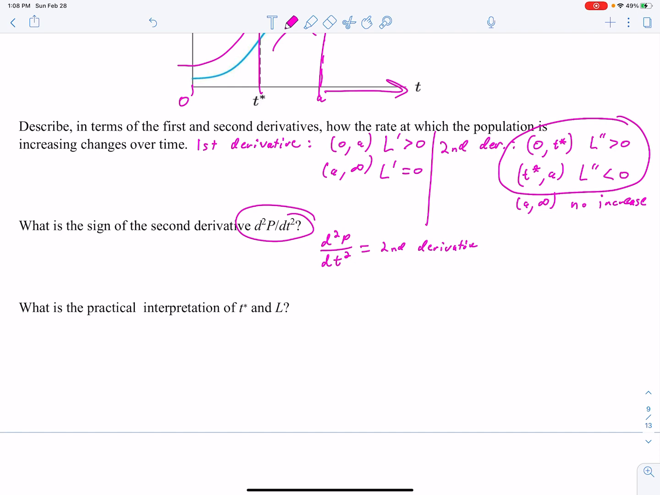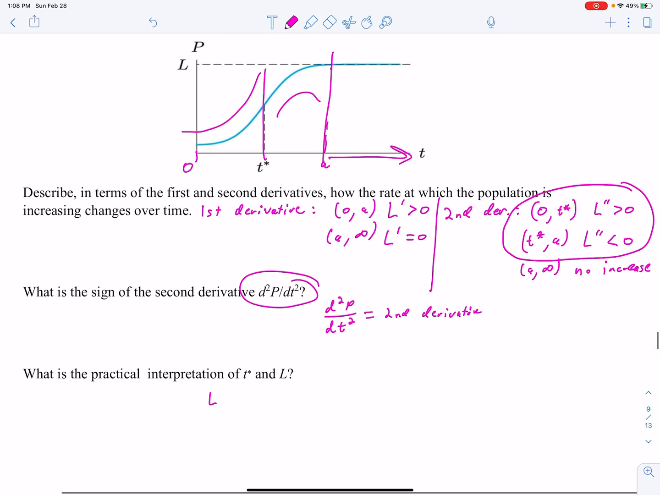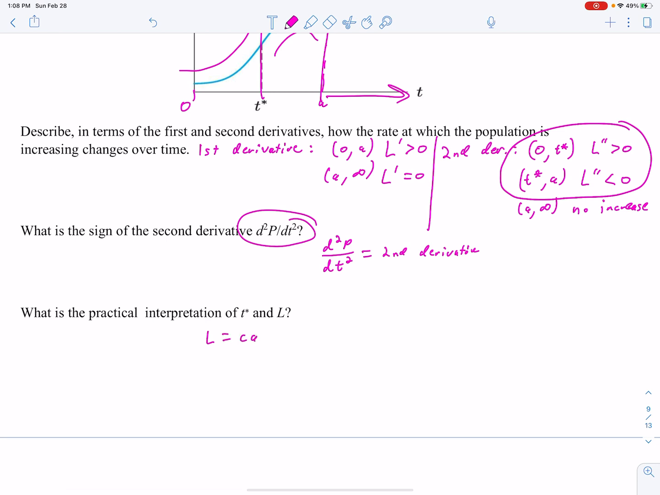So what is the practical interpretation of T star and L? You'll notice at L, that's what's called the carrying capacity. Carrying capacity, in other words, is the maximum the environment can support. That goes for biological growth, also sales, business, etc.